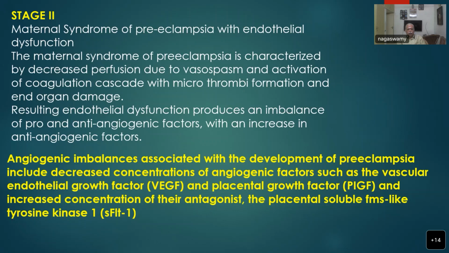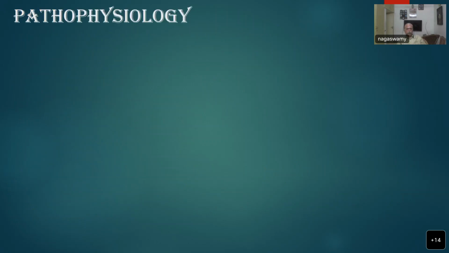So the pro-angiogenic factors are growth factors. It may be of vascular endothelial origin or from the placenta itself. But this is countered by the antagonist, that is what is called the placental soluble fragments like fms-like tyrosine kinase 1. This is the culprit which is antagonizing the growth of angiogenic factors. So that is how that imbalance causes it.